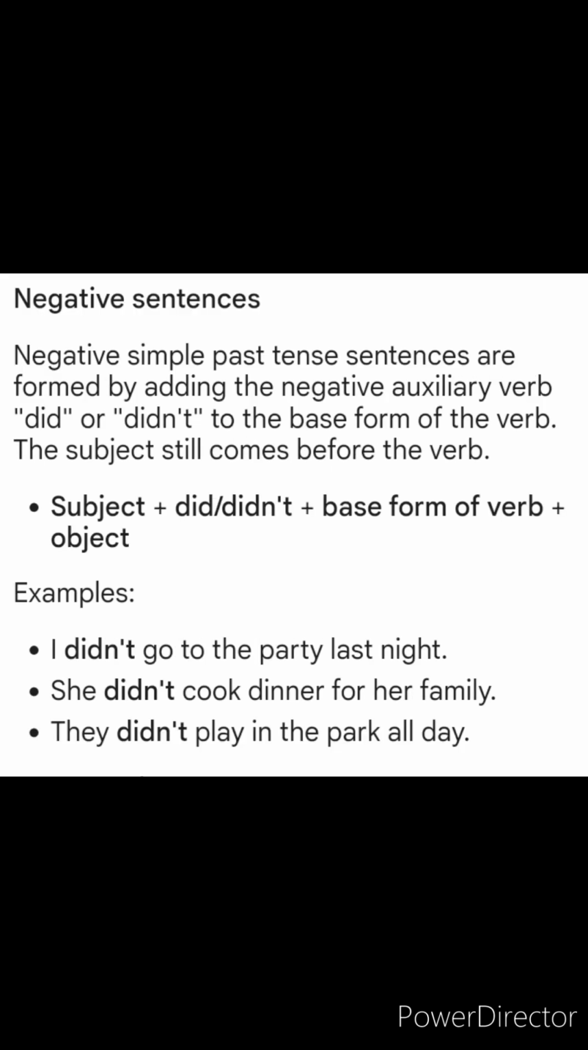Negative sentences. Negative simple past tense sentences are formed by adding the negative auxiliary verb did or didn't to the base form of the verb. The subject still comes before the verb. Subject plus did or didn't plus base form of verb plus object. Examples: I didn't go to the party last night. She didn't cook dinner for her family. They didn't play in the park all day.